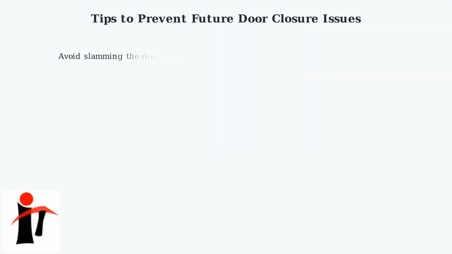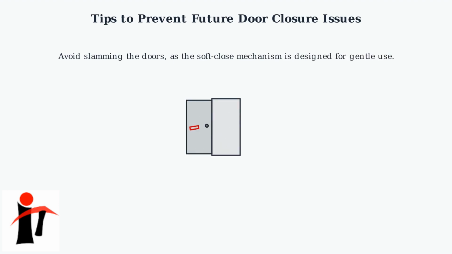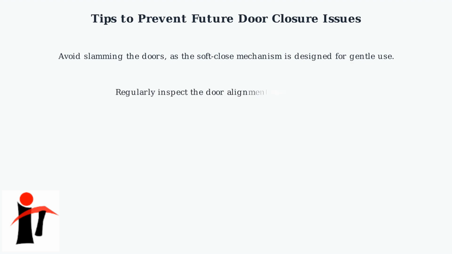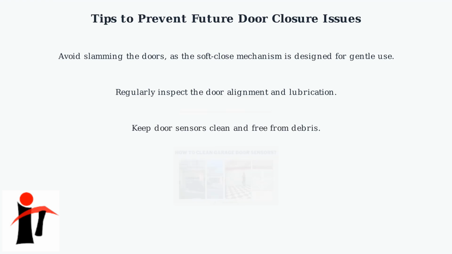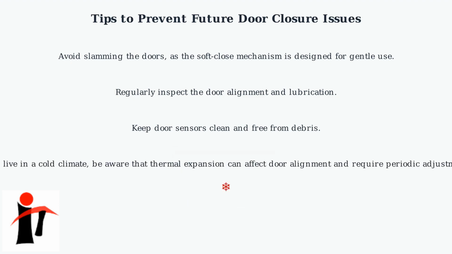Preventive measures can minimize future door closure problems. Avoid slamming the doors, as the soft close mechanism is designed for gentle use. Regularly inspect the door alignment and lubrication. Keep door sensors clean and free from debris. If you live in a cold climate, be aware that thermal expansion can affect door alignment and require periodic adjustments. Staying proactive will save you time and money in the long run.